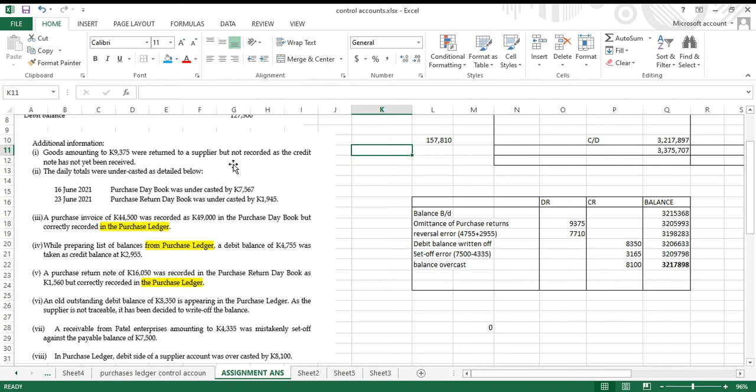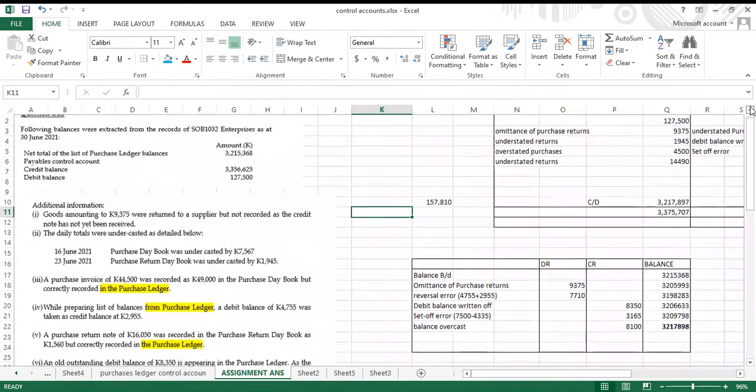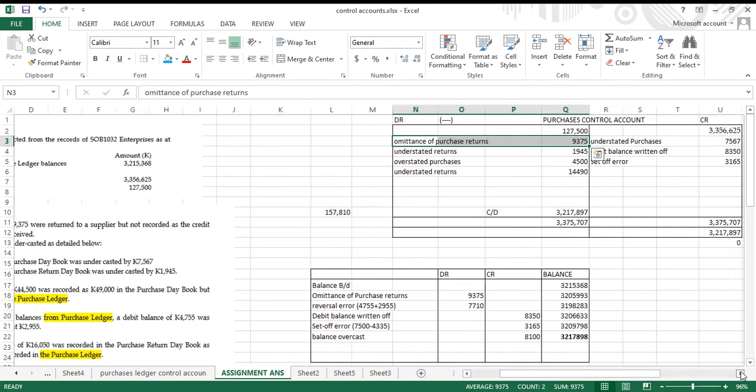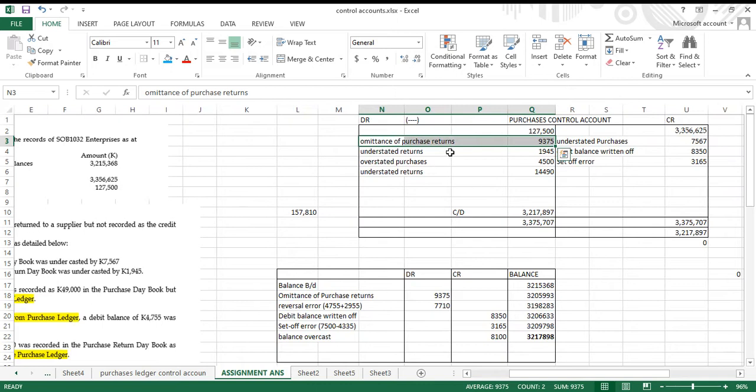Right, so we've been told we have a return outwards. It hasn't been recorded. So we'll go to our control account. We're going to debit the omission of purchase returns 9,375. Okay, this is our control account. So we debit the omission of purchase returns, so that we can have the true value of our total amount, which is in the purchases control account. So we'll debit this return outwards, right?